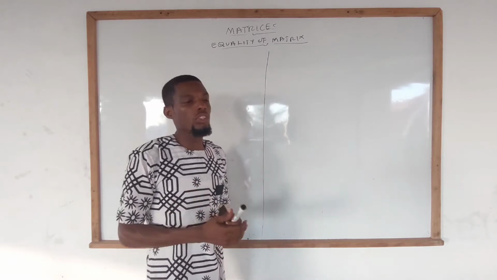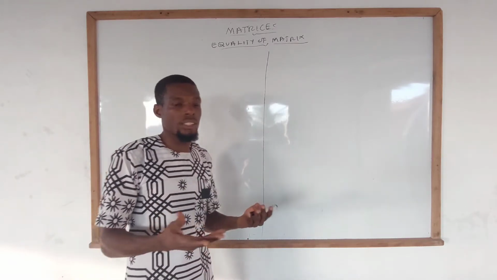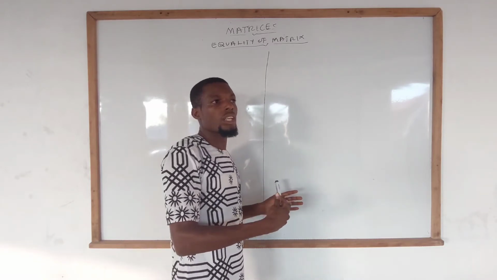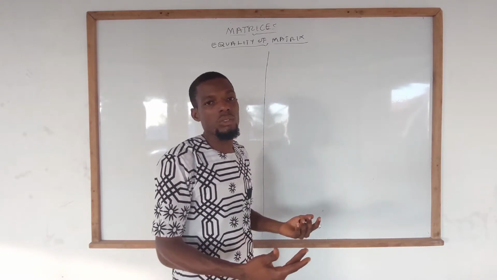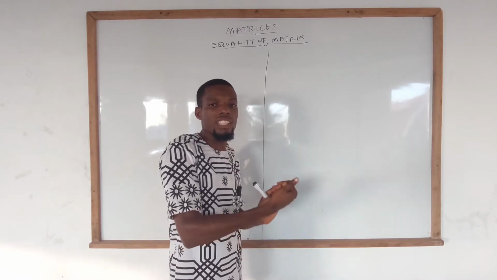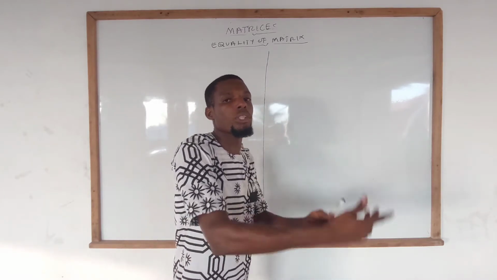Now, when we say equality of matrix, it's very simple. Everybody, you understand the term equal. Equal means the left-hand side of the equation. Normally, when we say equality, we are introducing an equation in which the component of the left-hand side is equal to the component at what?